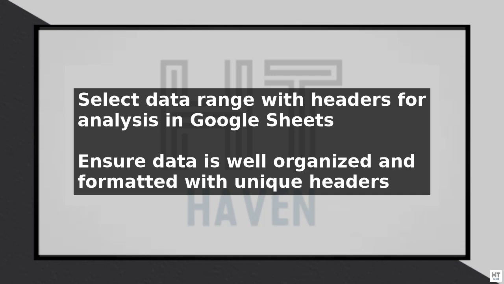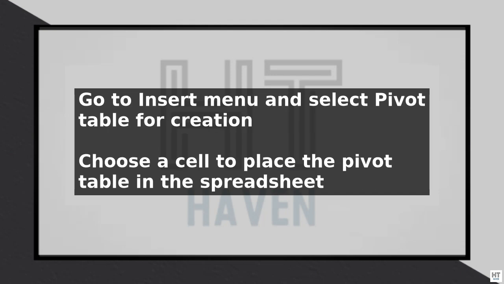A new sheet will be created with a blank pivot table, where you can configure the rows, columns, values, and filters. To add fields to your pivot table, drag and drop them from the right sidebar into the corresponding areas. For example, you can add a field to the row area to group your data by that field, or add a field to the values area to calculate a sum or average.